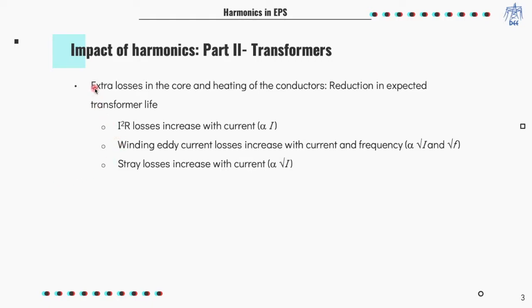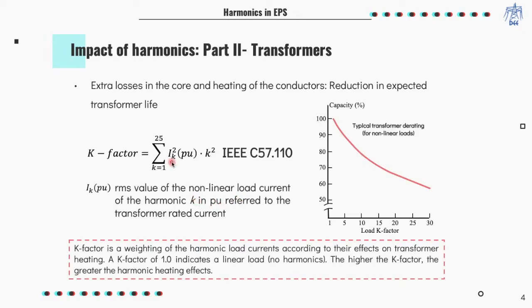The first being the extra losses in the core and the heating of the conductors, which produces a reduction in the expected transformer life. These extra losses are due to the Joule losses, the winding eddy current losses, and the stray losses. The transformer heating due to the extra losses is considered by means of the K factor.